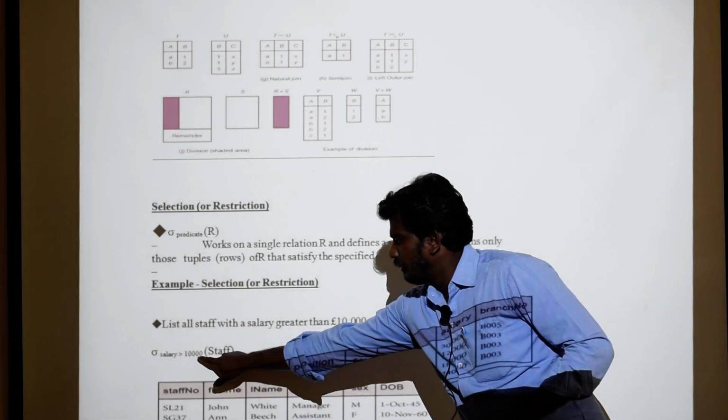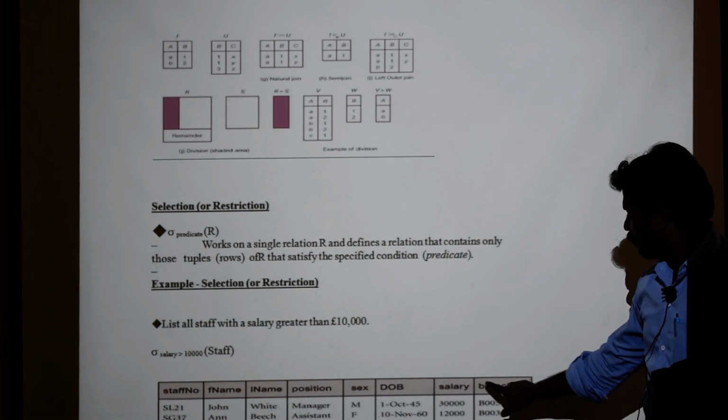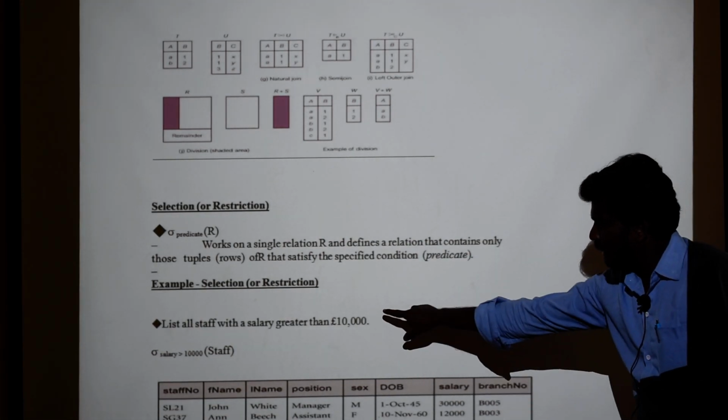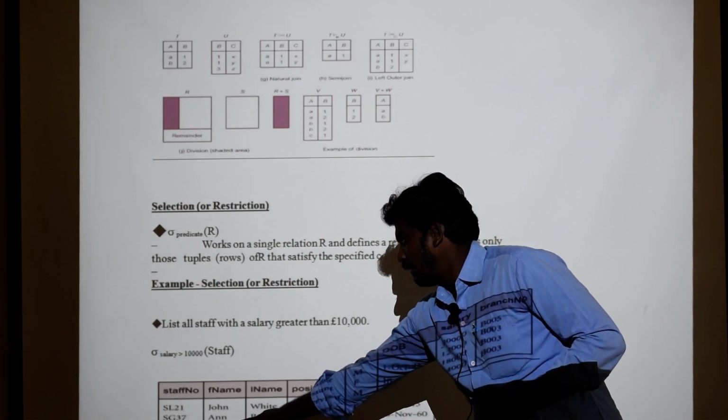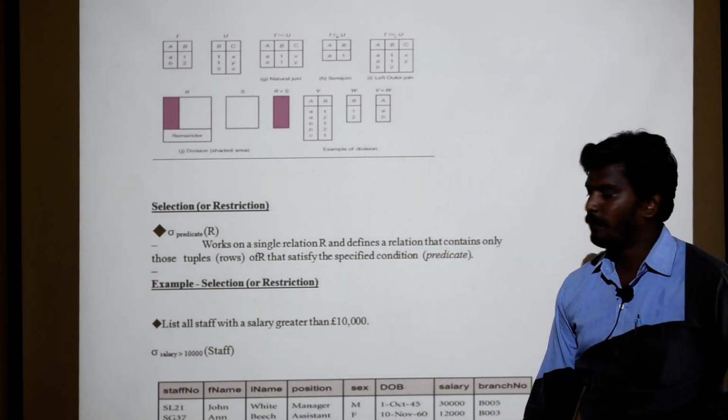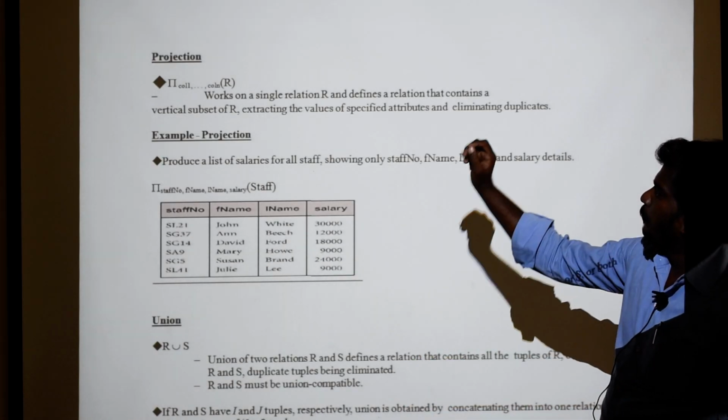So the example output is those whose salary is above 10,000, there are 4 listed, John and David and Susan. Okay, so next one is projection.